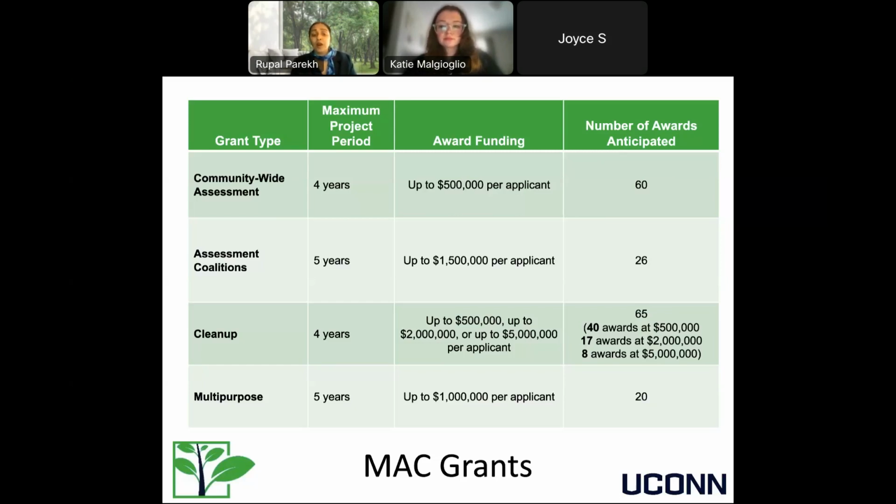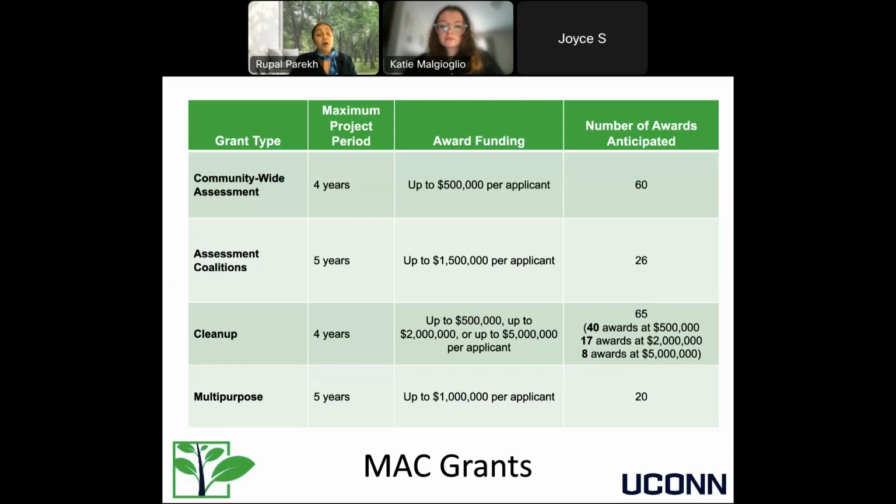Cleanup grants are for communities with confirmed brownfield sites, and people applying for the grant must be the owner of the site. Applicants can request $500,000, $2 million, or $5 million to clean up one or multiple sites, but the awards of $500,000 are a lot more common and accessible. As you can see, the total number of anticipated awards is 65: 40 for $500,000, 17 awards for $2 million, and 8 awards for $5 million.